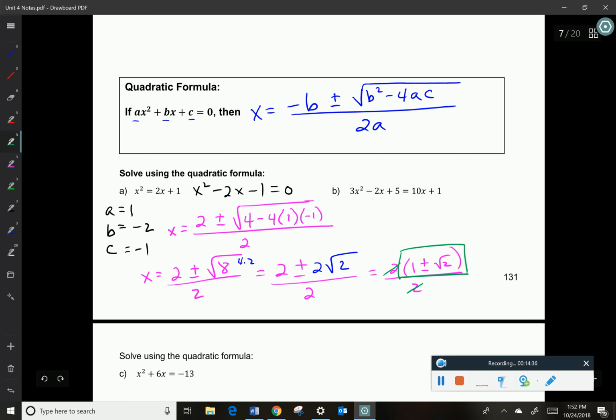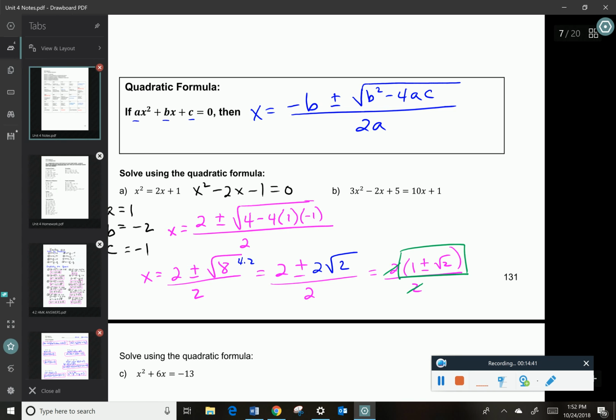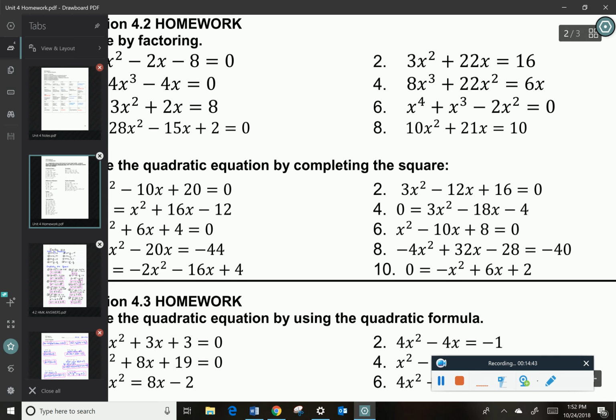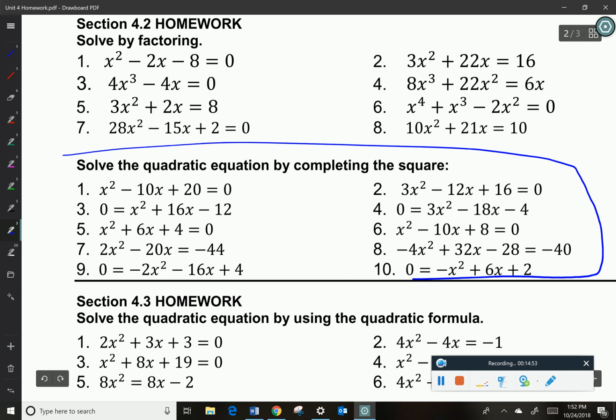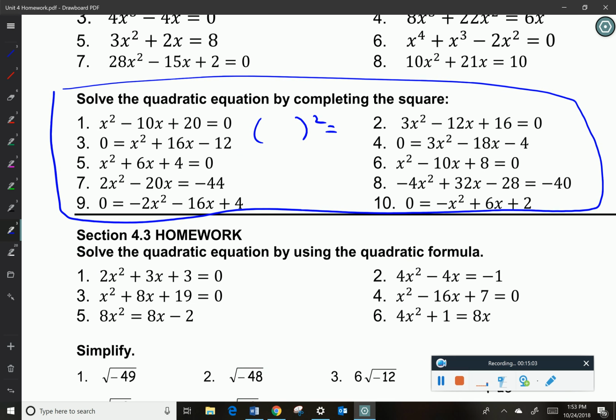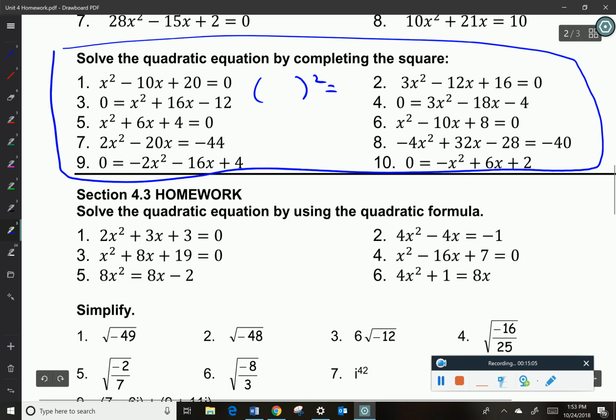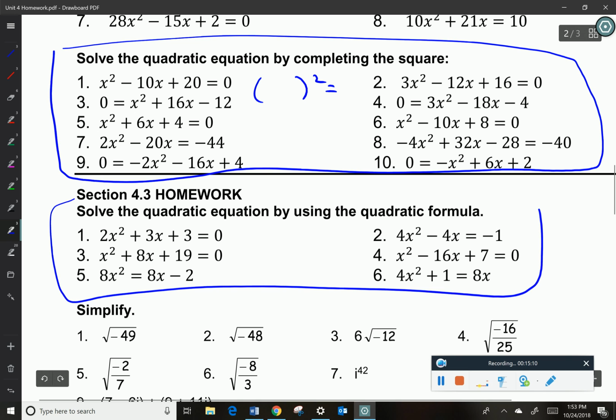Okay, so hopefully you kind of remember the idea of using the quadratic formula. So for your homework, if you look at the homework page, from section 4.2, you should now be able to try the section where it says solve by completing the square. That's the first thing I showed you, the idea of turning it into a quantity squared equals whatever. So try 1 through 10 on those. And then on the quadratic equation ones, I want you to try all of 1 through 6, where you're using the quadratic formula.